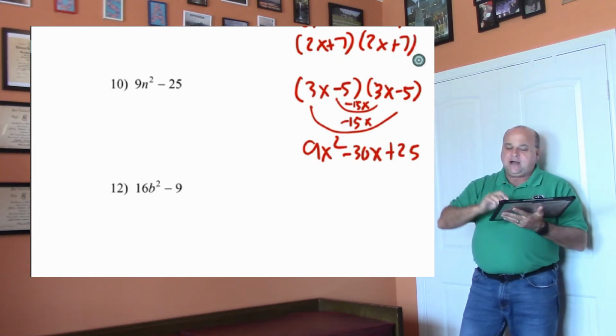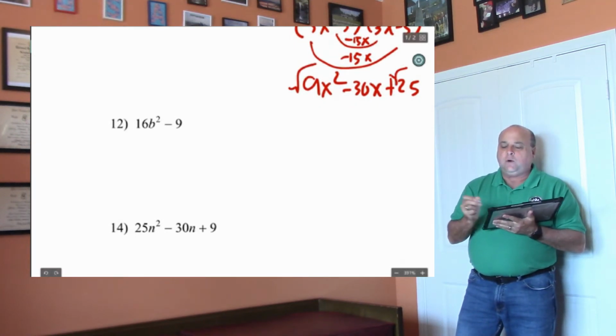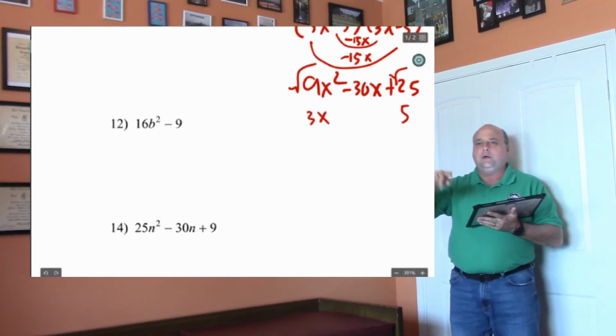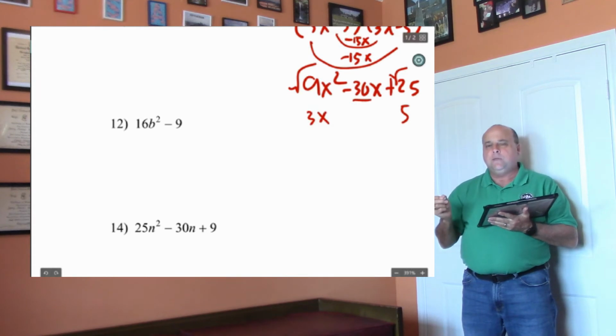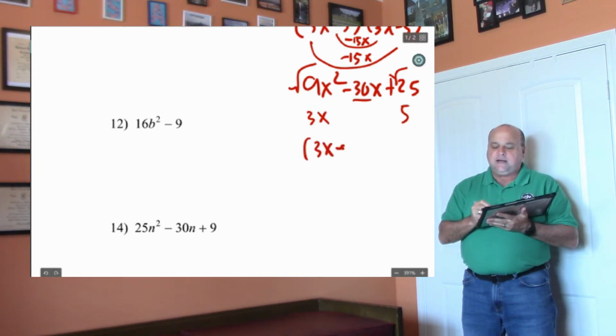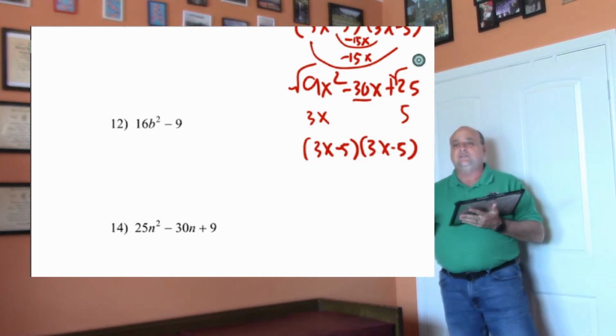Now then, to go backwards, let's say this is the problem and you need to factor it. That's a perfect square. That's a perfect square. I could get 3x and 5. 3 times 5 is 15. If I double the 15, I get the 30. So it's going to be 3x minus 5 and 3x minus 5. These are not positive, they're negative because of the middle sign.